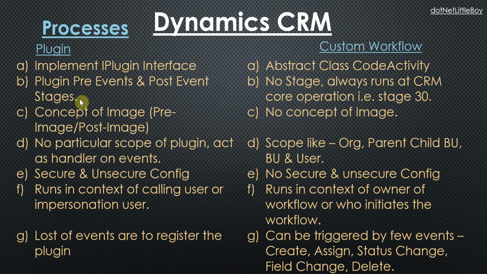Now plugins have pre-event and post-event stages. In the pre-event we have pre-validation and pre-operation, and for the post we have post-operation. Meaning, in the plugin we have pipeline stages, but in case of custom workflow we don't have any pipeline stages. When you run the workflow, it will always run at the core operation, meaning at stage number 30. In the plugin, we have the concept of image. We have the pre-image and post-image, and we can use that. But in case of custom workflow, we don't have the concept of image.